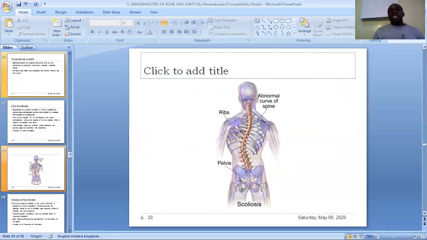Now you can even see that the shoulders are not even because of caving of the spine. You can even see the position of the ribs. Some ribs appear to be a little bit superior to the others on the other side. So that is the case of scoliosis.